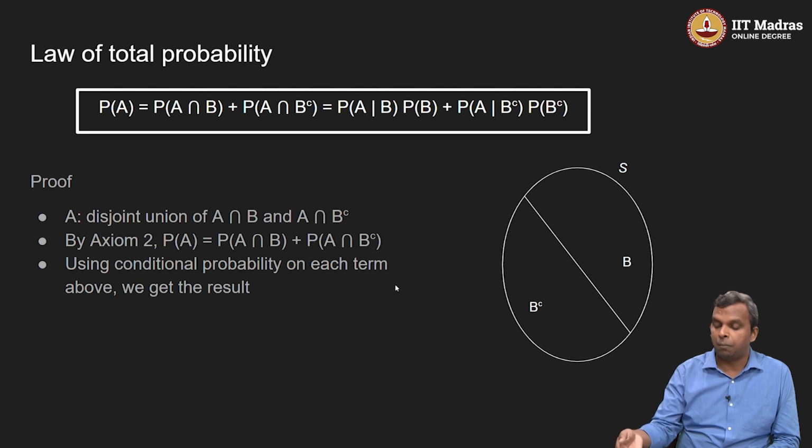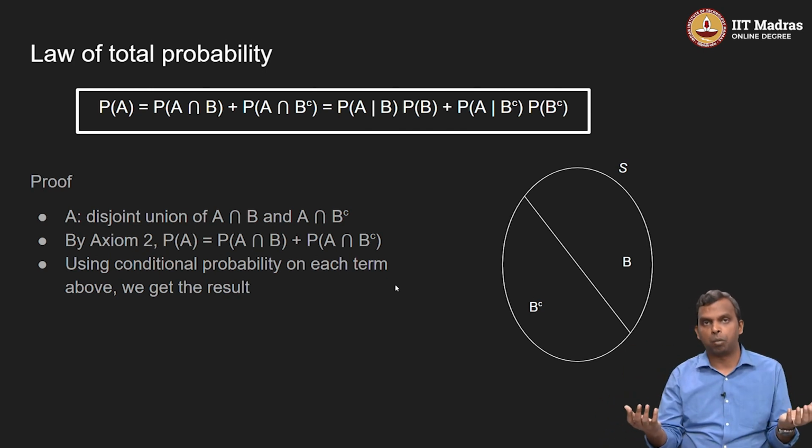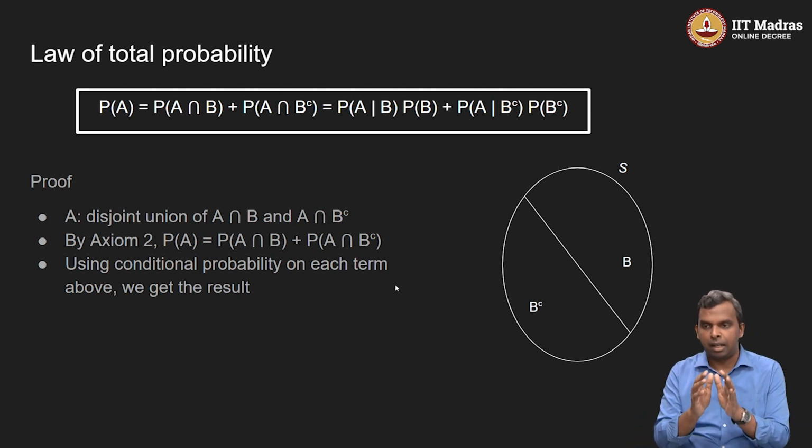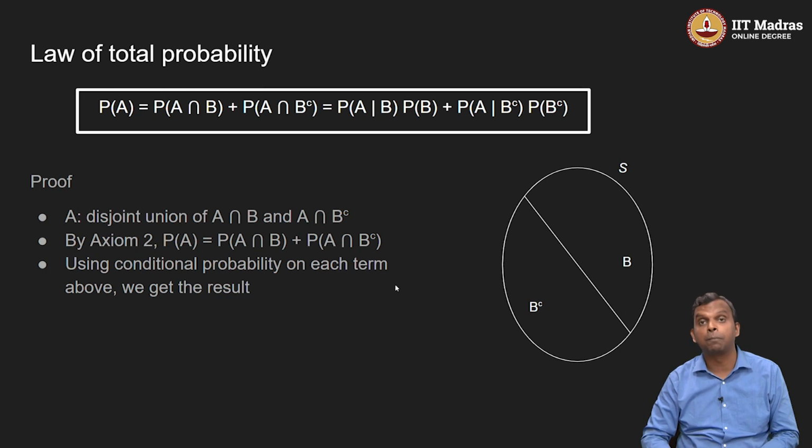So this event B sort of partitions the sample space into two halves, right? There's B and there's B complement. So this picture hopefully makes sense to you. You have the sample space, there is a set B and B complement; together they are disjoint and they make up the whole sample space, and such things are called partitions. So B and B complement partition the sample space. That picture is shown here.